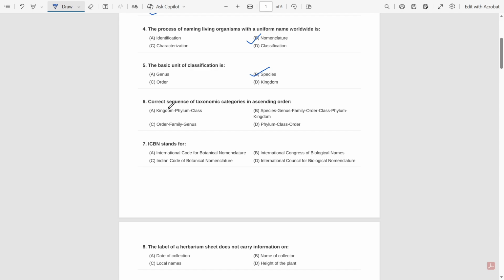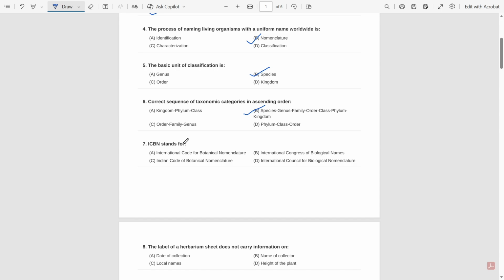6. Correct sequence of taxonomic categories in ascending order. A. Kingdom, Phylum, Class. B. Species, Genus, Family, Order, Class. C. Phylum, Kingdom, Order, Family, Genus. D. Phylum, Class, Order. The answer is B. Why? The standard hierarchy flows from the most specific to the most general group.